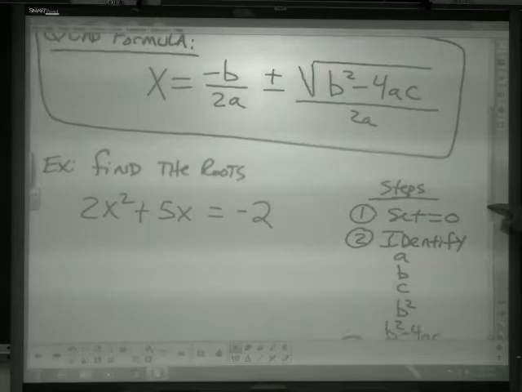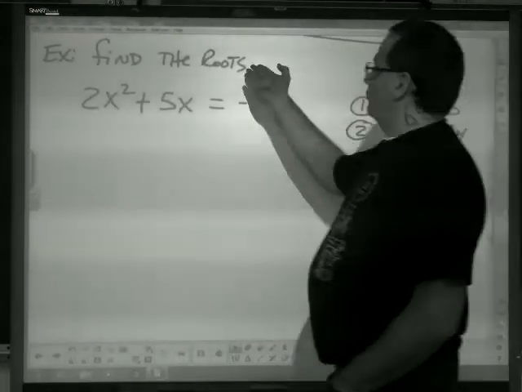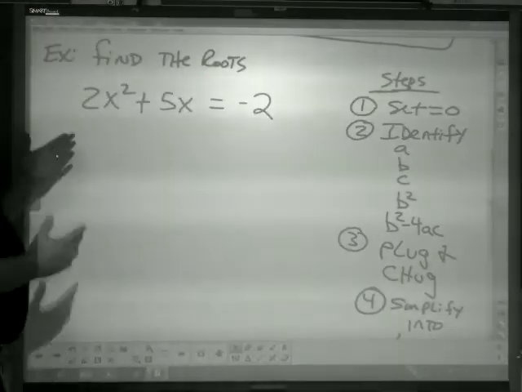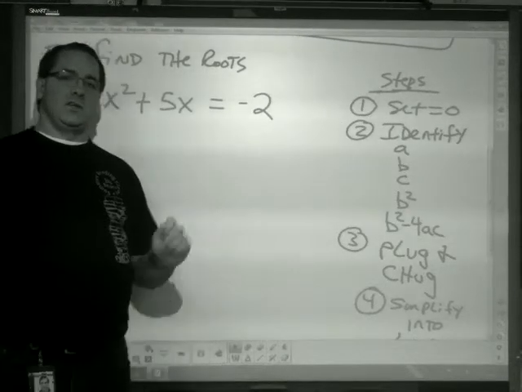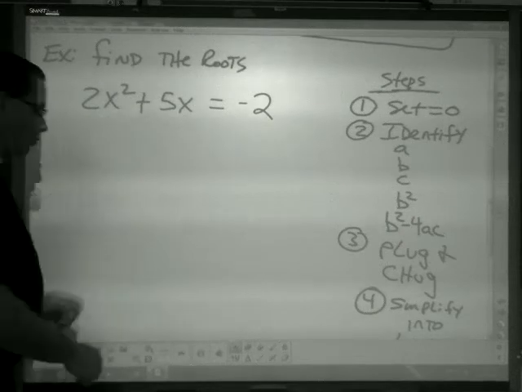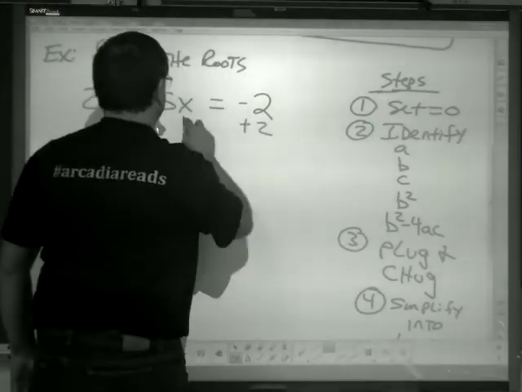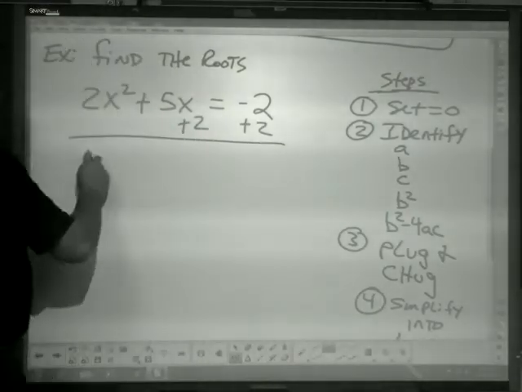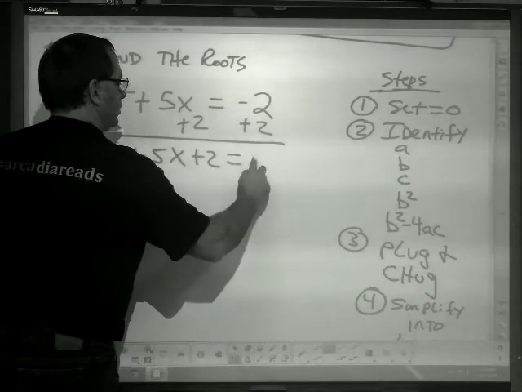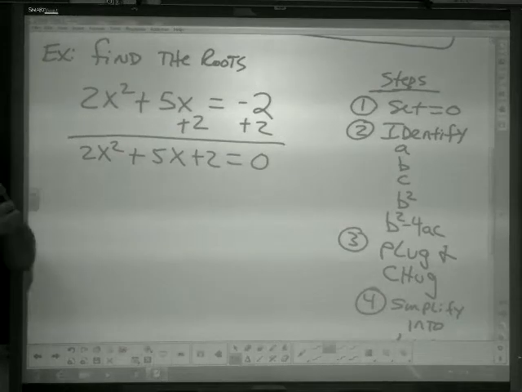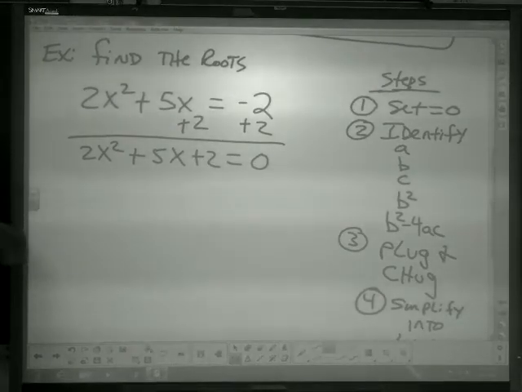So the question might say something like, find the roots of the following. All right? Well, just like any quadratic we've ever had, first step, let's get this thing equal to 0. So let's bring the 2 over. So let's add 2. 2x squared plus 5x plus 2 equals 0. Step 1 done. Standard step 1 on everything.